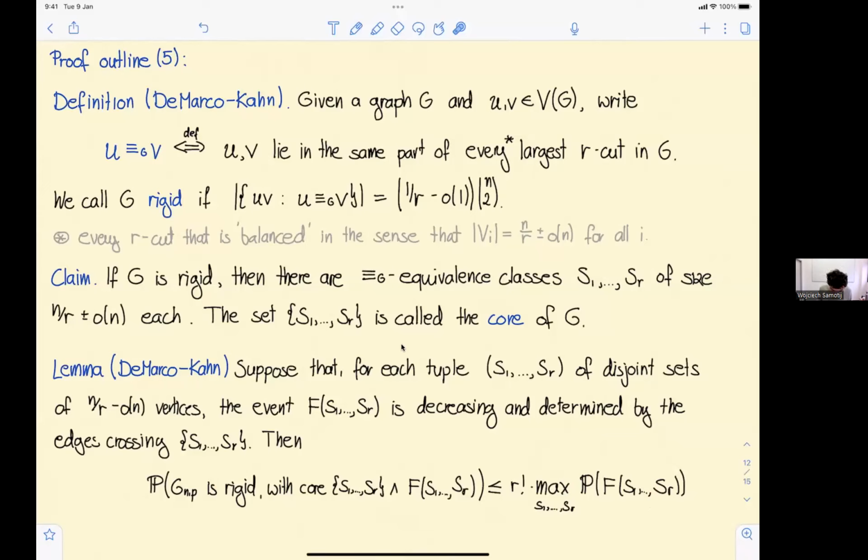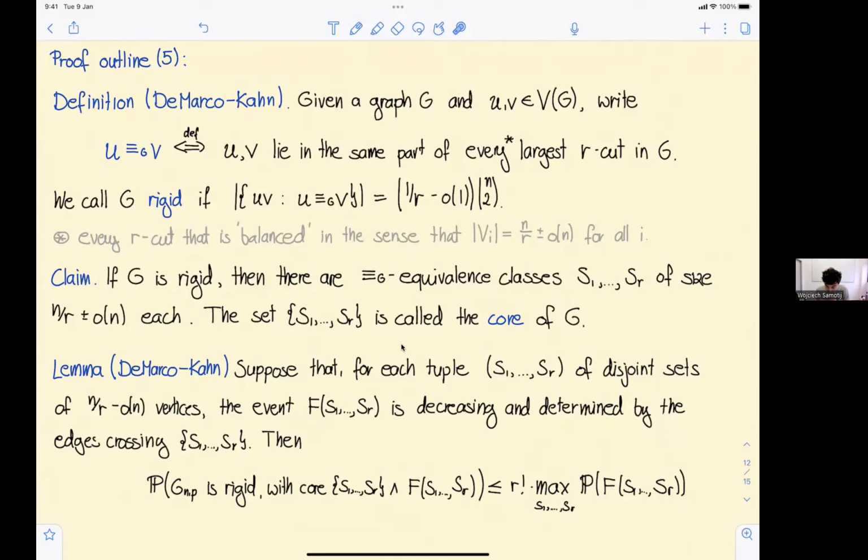This comes at the slight cost of saying that, instead of looking at copies of H crossing the entire cut, we'll only look at the ones which cross the core. But the core is most of our cut, because the sum of sizes of the cores is roughly n minus little o of n. So most of the edges will actually be crossing all the largest partitions, and we'll only look for our pairwise edge disjoint copies of H in this core of the graph, which will appear in every largest partition.